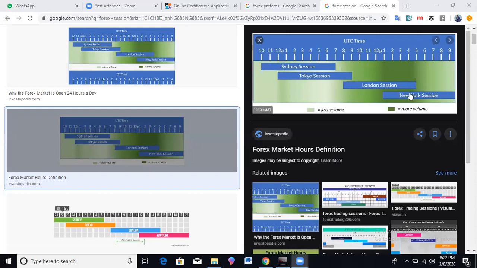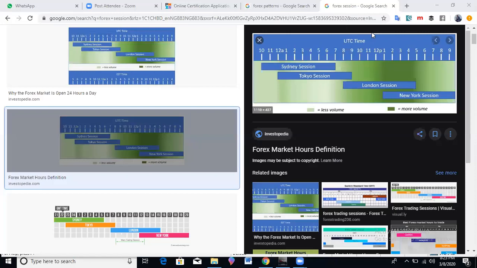Now, where do we put more attention? We put more attention around the overlap. So around the overlap, market is mostly active. Why? Because two sessions are overlapping. So between 8 and 9, or between 7 and 10 rather, we could have so much activity in the market, because we have the overlapping of different sessions there.